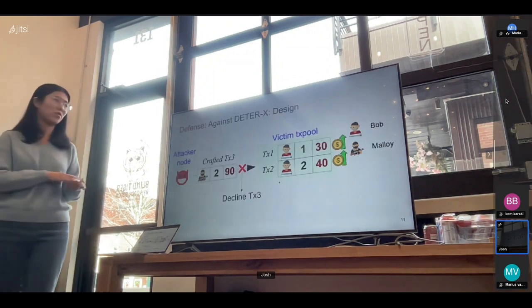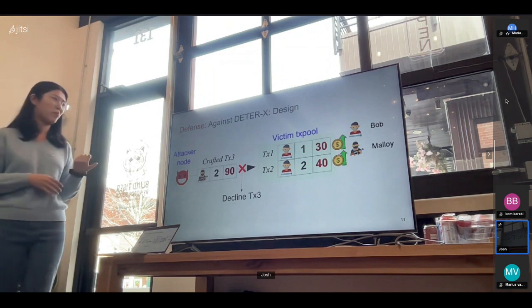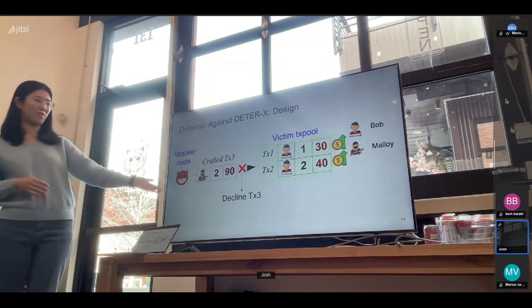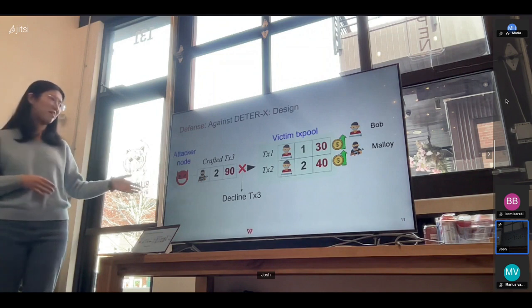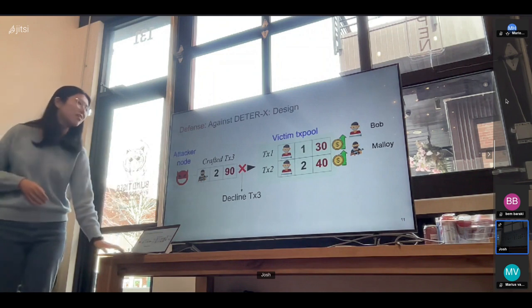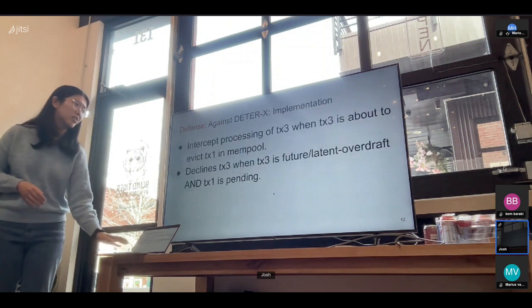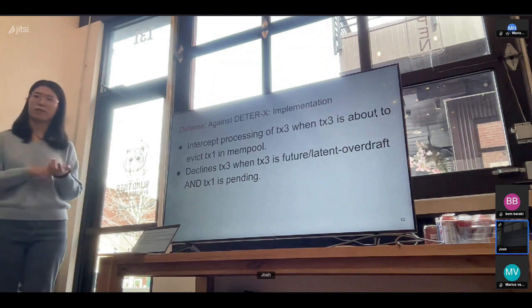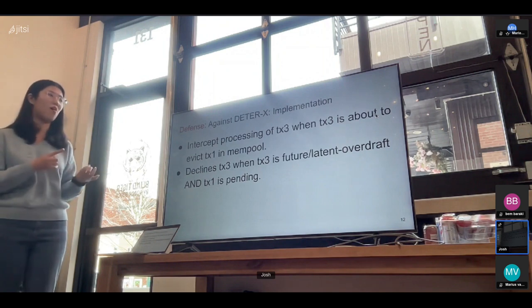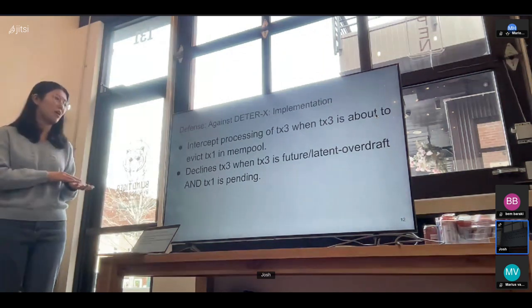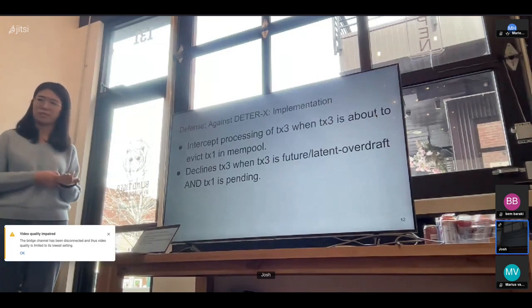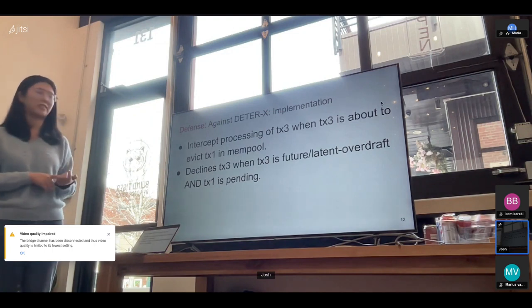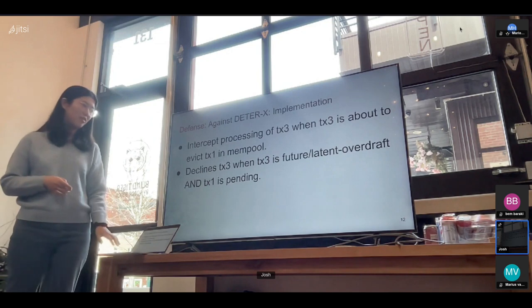So how can we defend against those attacks in the memory pool? We just decline those transactions sent by the attackers. For the implementation, we first check if the transaction is a future or latent overdraft transaction, and then if it evicts some transaction in the pending pool, we intercept the eviction process and decline those incoming transactions.